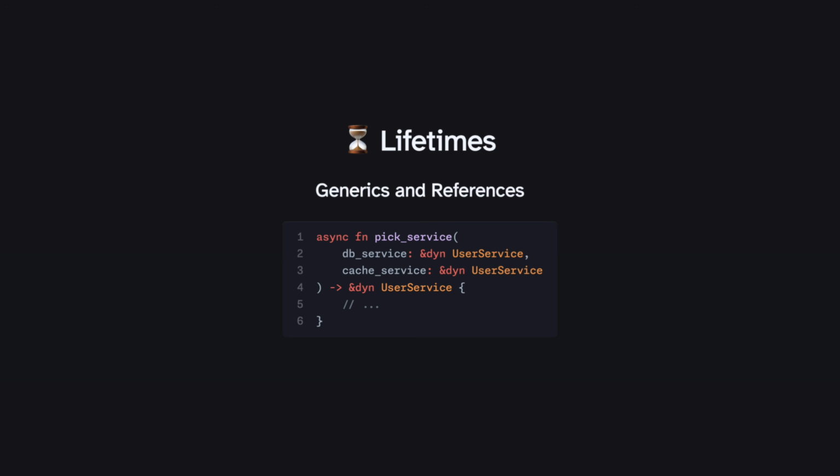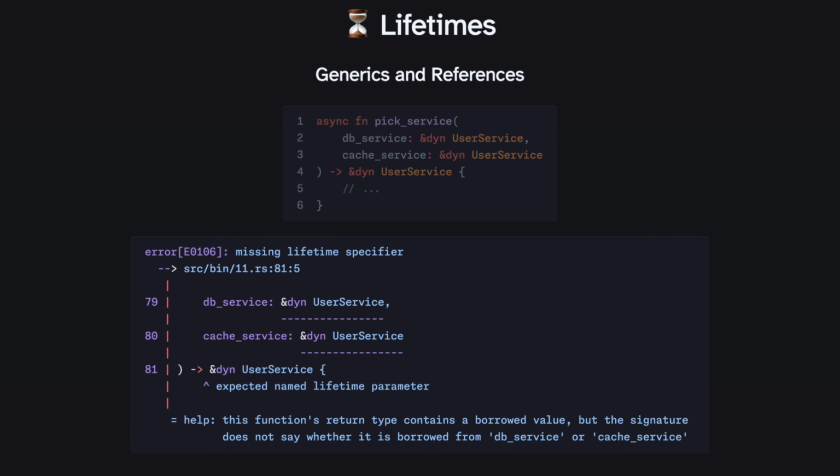If we try to compile this code, we would see the following error: missing lifetime specifier. And the hint at the bottom says, this function's return type contains a borrowed value, but the signature does not say whether it is borrowed from dbService or cacheService. Basically, the compiler is saying that it's unable to automatically determine the relationship between the lifetimes of the two references passed into the function and the lifetime of the reference returned from the function. So it's asking us to manually write out the generic lifetime annotations for this function signature. Let's give that a shot.